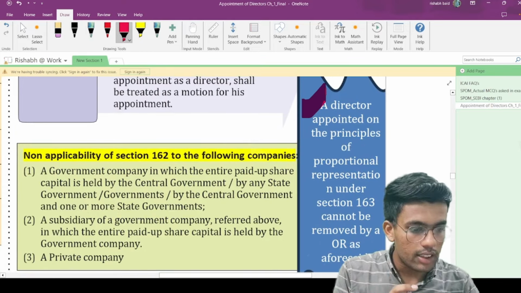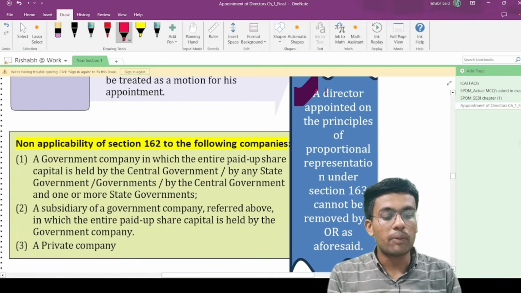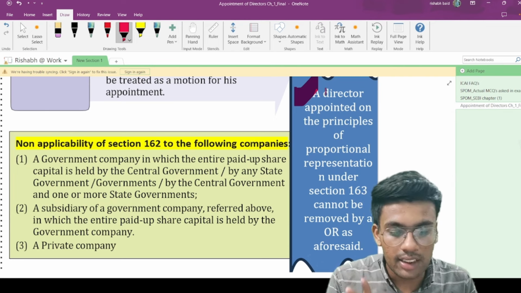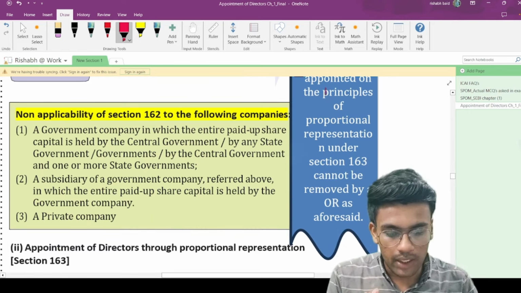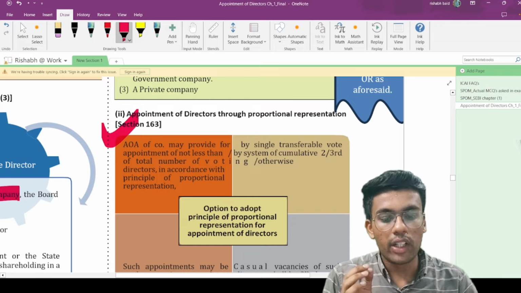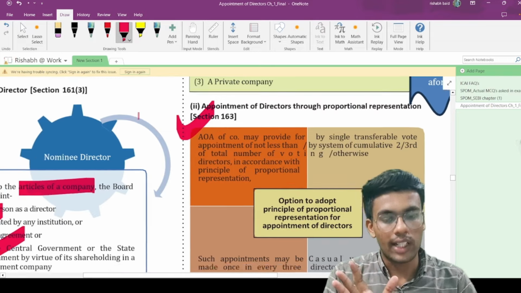Let me read what this is. A director appointed on the principles of proportional representation under section 163 cannot be removed by ordinary resolution as aforesaid. Please read through this. Now, appointment of directors through proportional representation, I would recommend you to kindly read it yourself, very easy to understand.